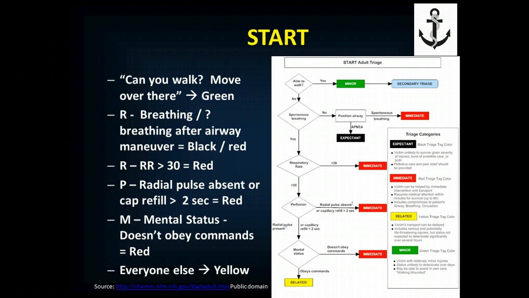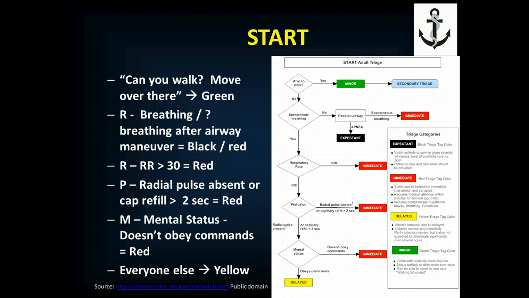However, if they're breathing spontaneously, you check their respiratory rate. If it's greater than 30, they're tagged an immediate. If it's 30 or less, you move on. Then you check a pulse. That's the P in RPM. If the radial pulse is absent or their capillary refill is greater than 2 seconds, they're tagged immediate, a red. If the radial pulse is present or their capillary refill is less than 2 seconds, you move on to the next assessment, which is M for mental status. If you tell them to wave their arm or move or respond to you and they don't obey commands, they're red. If they do obey the command, then they're yellow.